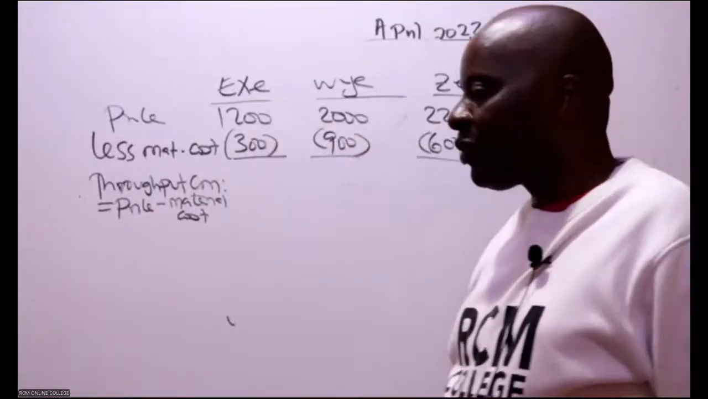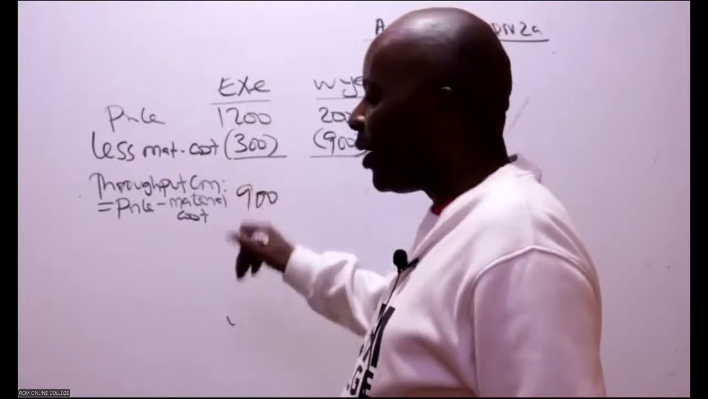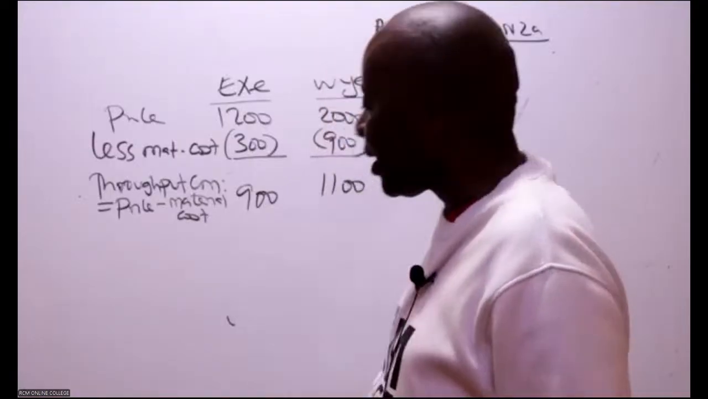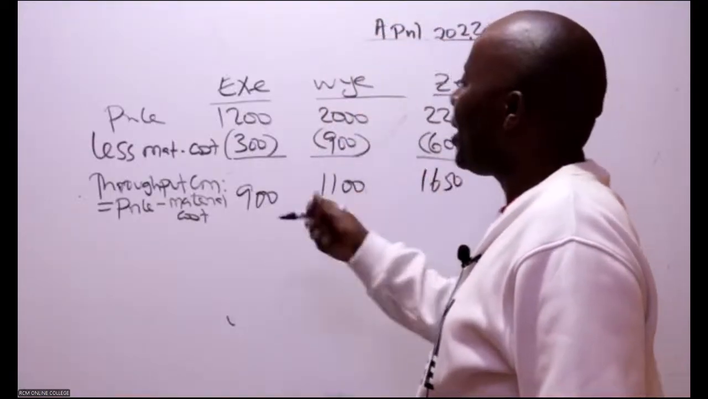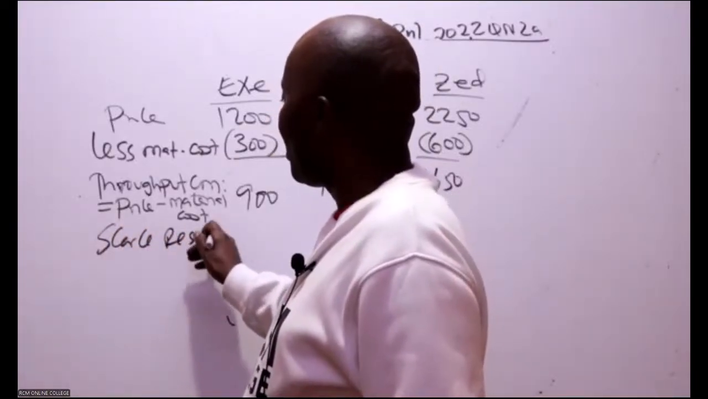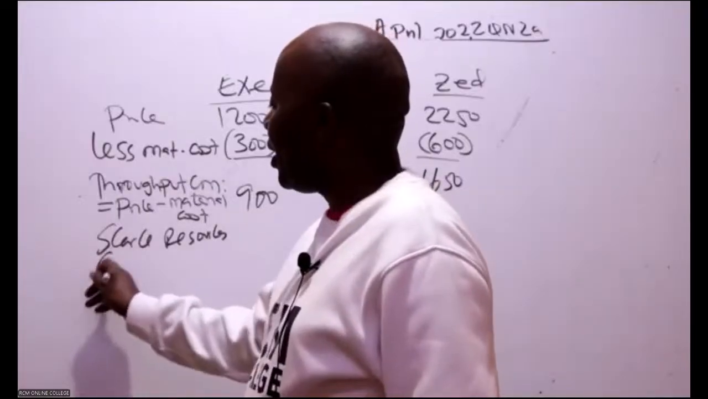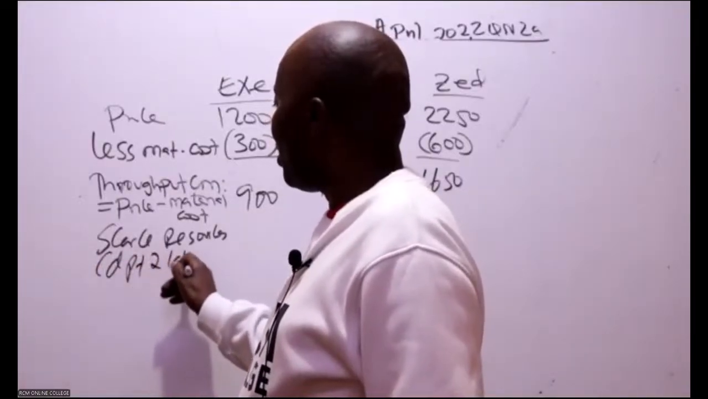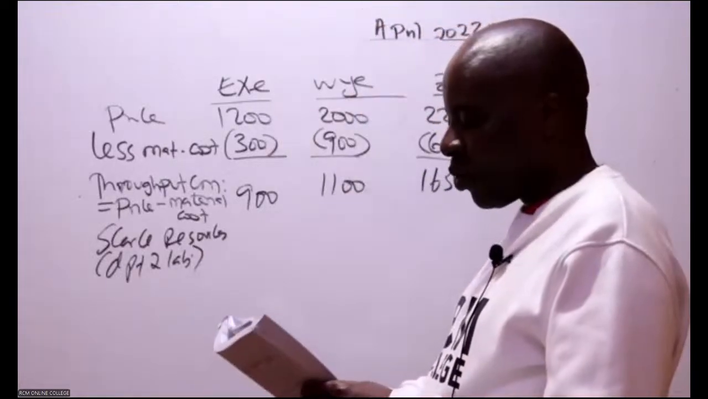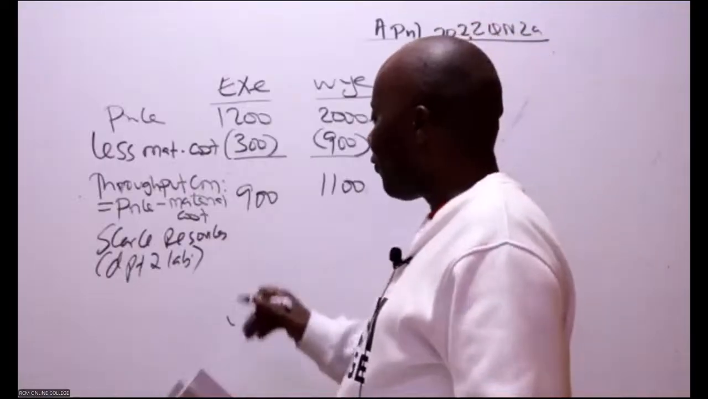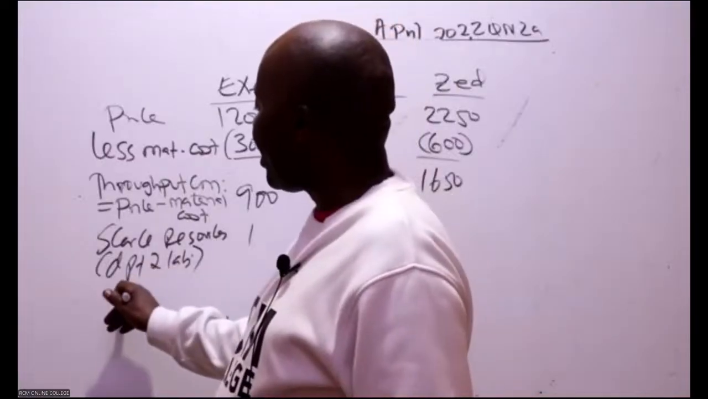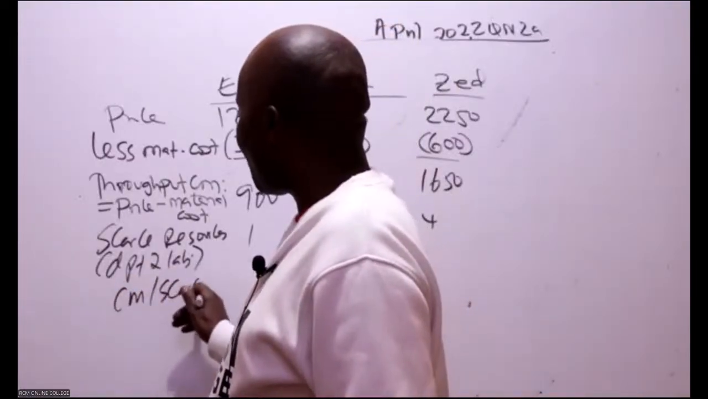So Lillian gives me 900. 900. We have 1,100. And then we have, in this case here, 1,650. So come here and give us scarce resources. These are the Department 2 labor hours, which are quite clear: 1, 2.5, and 4. So give me the CM per scarce resource.